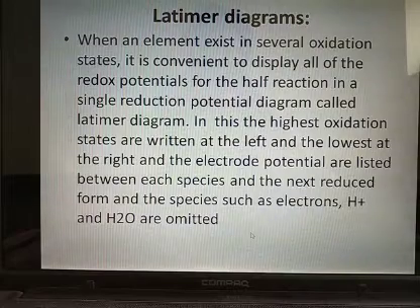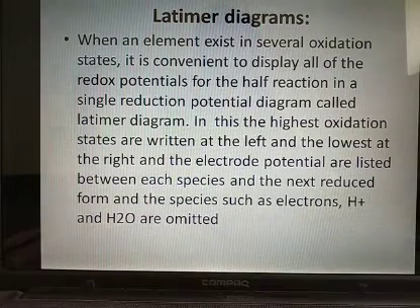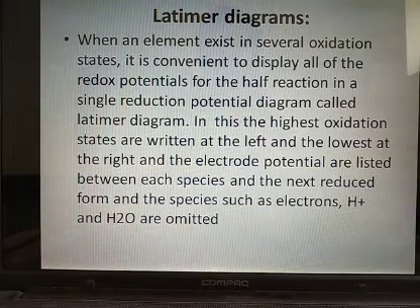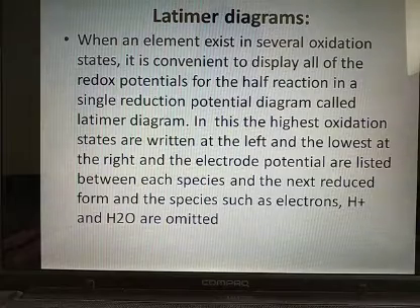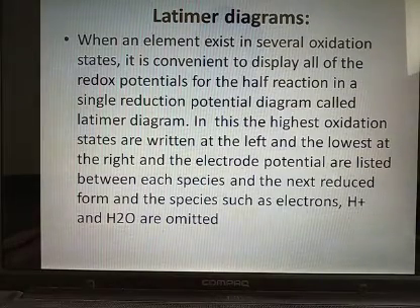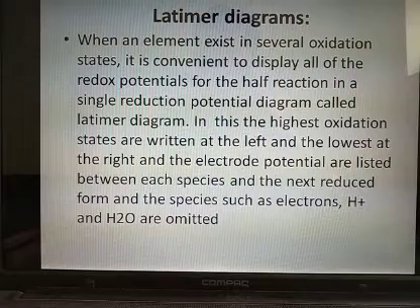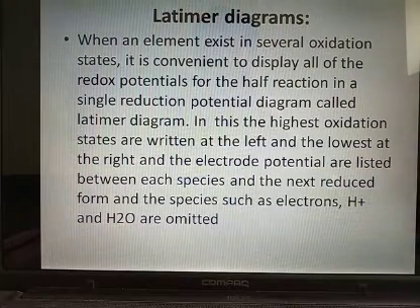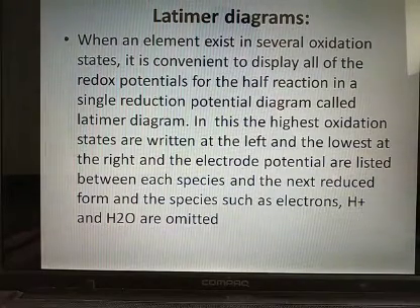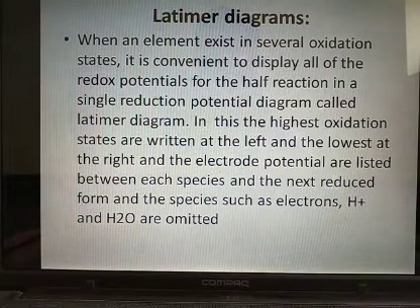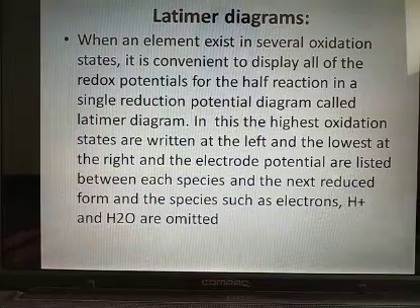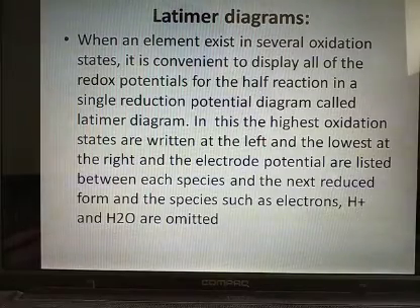A Latimer diagram gives us an idea about an element that exists in several oxidation states. It is convenient to display all of the redox potentials for the half reactions in a single electrode potential diagram called a Latimer diagram. In this, the highest oxidation state is written at the left side and the lowest oxidation state at the right. The electrode potentials are listed between each species and the next reduced form, and species such as electrons, H plus and H2O are omitted here.